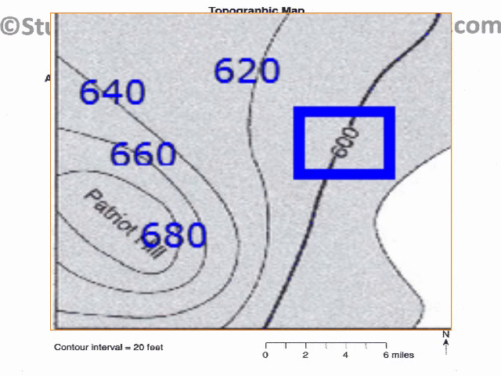You can see that the top of Patriot Hill has to be greater than 680, but it can't be 700 because there'd be another contour line. So the possible elevation is anywhere more than 680 and less than 700. So it could be 681 to 699. Any number in that range is an acceptable answer.